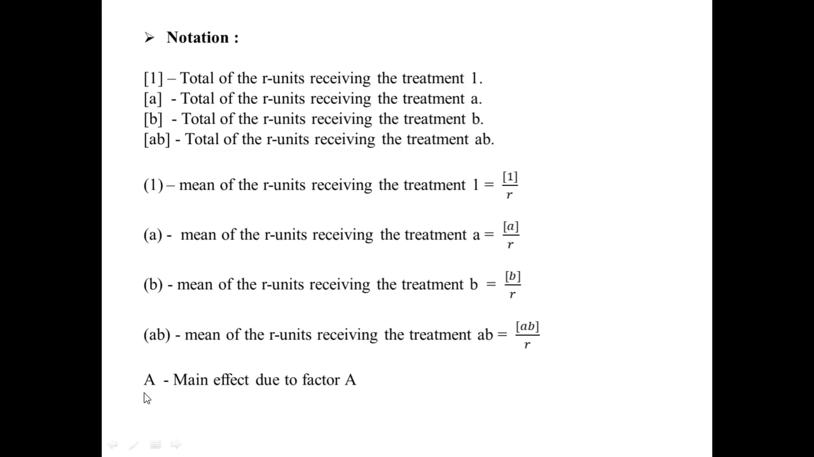Capital A denotes the main effect due to factor A. Capital B denotes the main effect due to factor B. Then capital AB denotes the interaction effect of factor A and factor B. So these are the notations which we want to use in this 2 square factorial design. Now we want to find the derivations for main effects in 2 square factorial design.